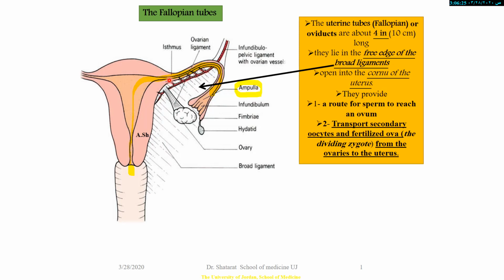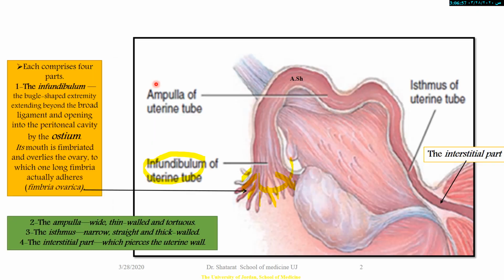The sperm passes through the uterine tube until it reaches the oocyte, where fertilization takes place in the ampulla. Then the fertilized egg goes back towards the uterus, and what helps the fertilized egg to go back to the uterus is the peristaltic movement of the walls of the uterine tube.